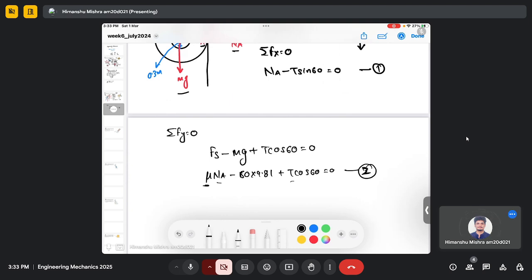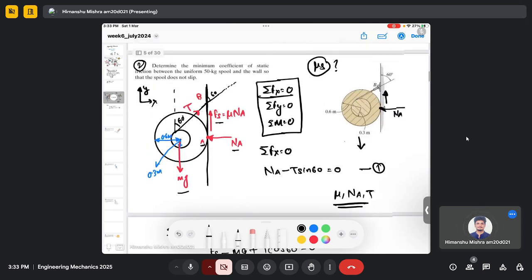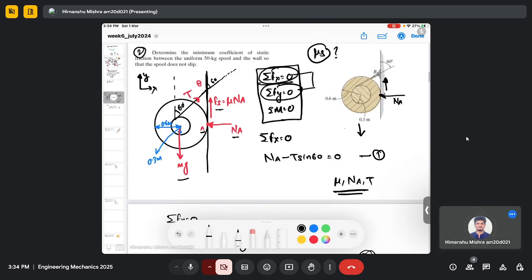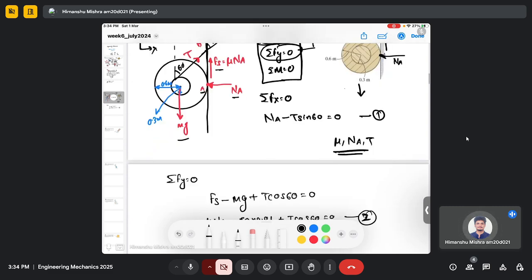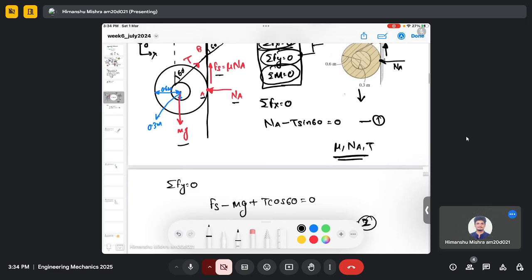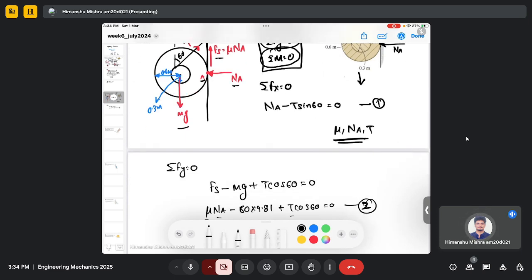So we have three unknown quantities: mu, Na, and T. In the earlier question we had only two unknown quantities, so we solved for those two using the first equation and the second equation. But now, when we consider these first two conditions, we write down the two equations but we got three unknowns. So now we need to consider the third equation as well. We have to take the summation of moments.